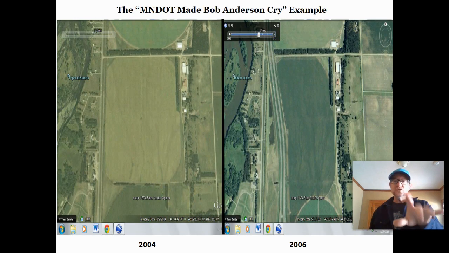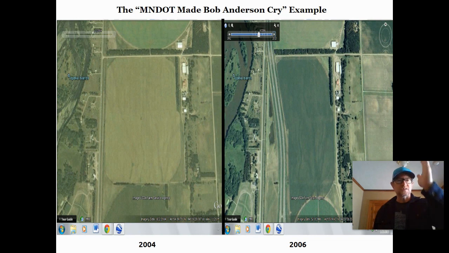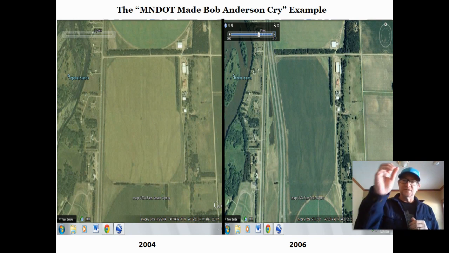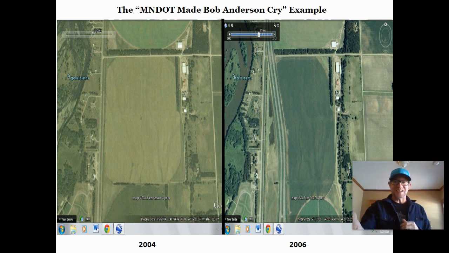Now this is two photographs of Mr. Anderson's dad's farm. It's up by Little Falls, right next to Highway 371. On the left, you can see an aerial view of the farm from 2004. And the western boundary, the left edge of the farm, abuts old Highway 371. You can see it there running north to south. And then on the right, you have an aerial image of Mr. Anderson's dad's farm in 2006.